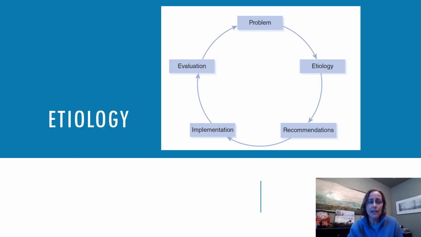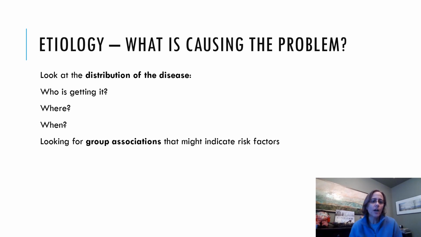The next step is etiology. Etiology means what's causing it. Etiology is cause. That's what that word means. So what is causing the problem? In order to get clues as to what might be the potential cause of a disease or health condition, we're going to look at who is getting it and what characteristics those people have in common. Where are they getting it? When are they getting it? So who, where, and when. And then we're looking for group associations. Do we find that something is more common in certain groups of people than other groups of people? Are certain groups more likely to get a condition?